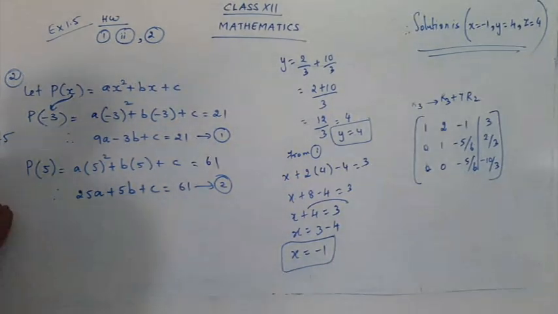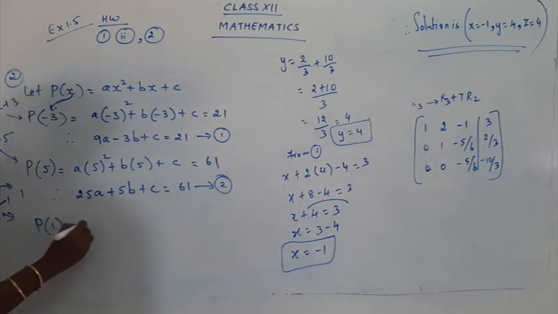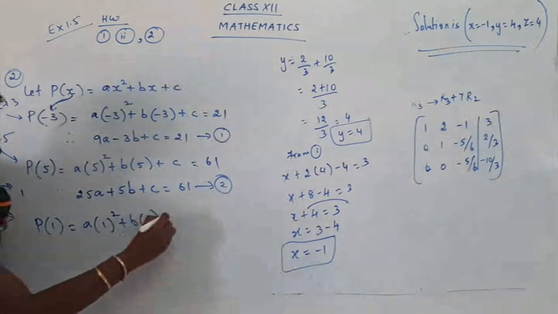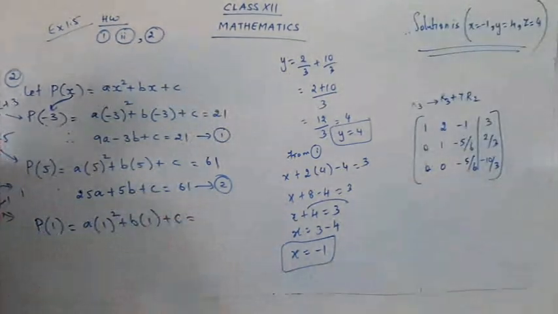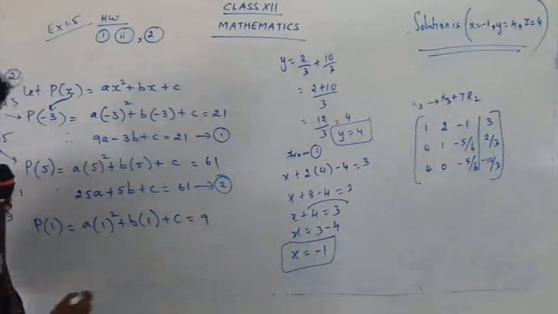What we have is divided by x minus 1. It was x plus 3, then x minus 5, and now you have x minus 1. So what do you get? P of, in place of x, it's 1. So P of 1 is equal to a(1 square) plus b(1) plus c. And what is the remainder, children? The remainder is 9. So write down here 9. Good. So let's solve it.